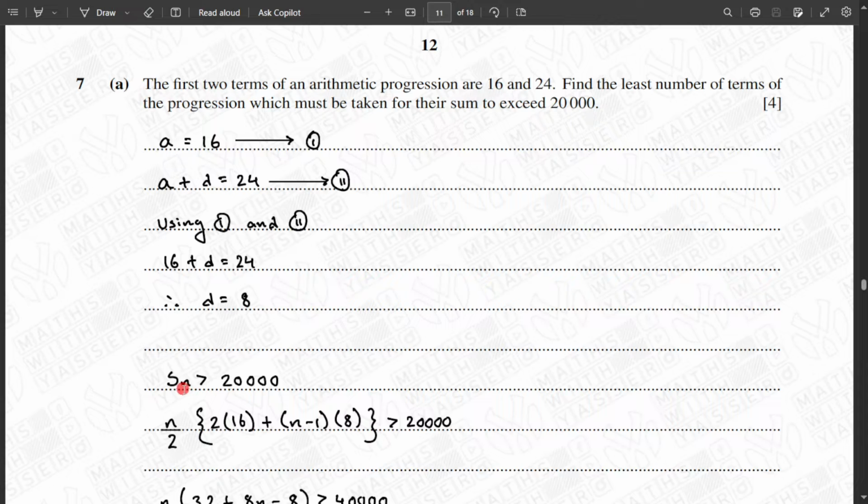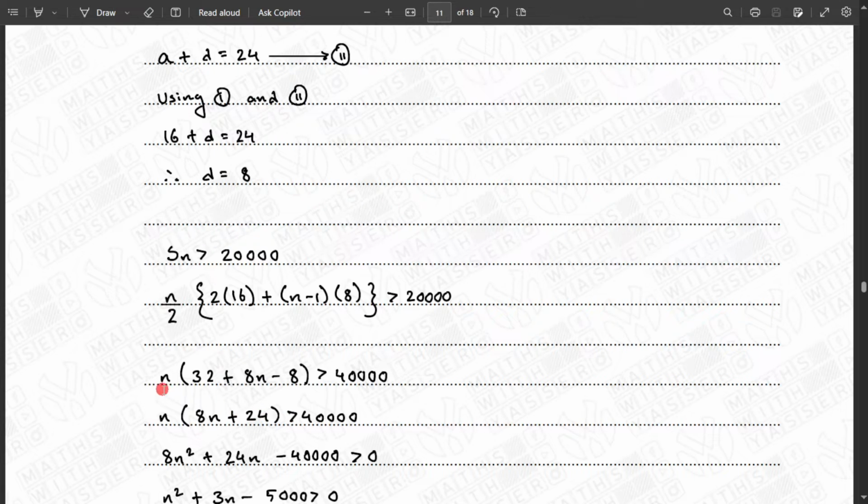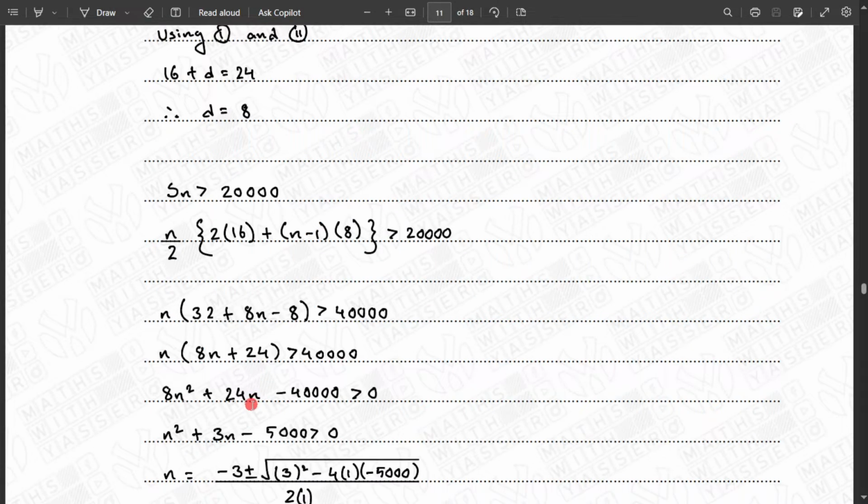So the sum of terms needs to exceed 20,000. We can use the formula n by 2 times (2a plus (n minus 1) times d), where a is 16 and the common difference is 8. If we cross multiply, 2 times 20,000 will give us 40,000. So this will become 32 plus 8n minus 8. Then simplifying it further, we get 8n plus 24. Now if we multiply n with this, we get 8n square plus 24n minus 40,000 is greater than 0.